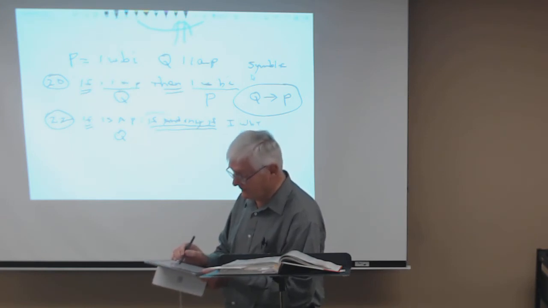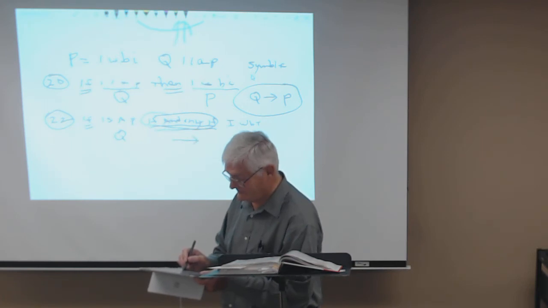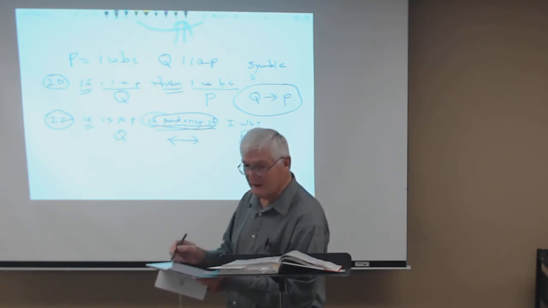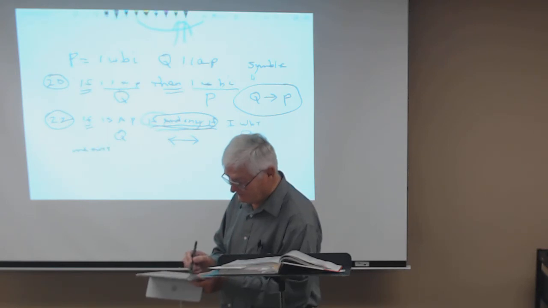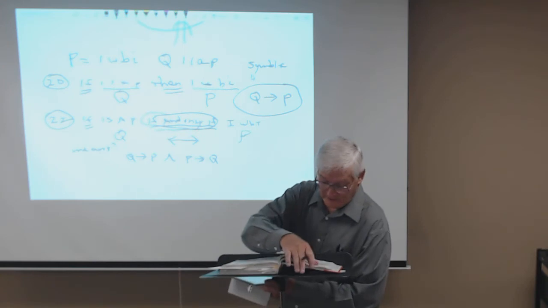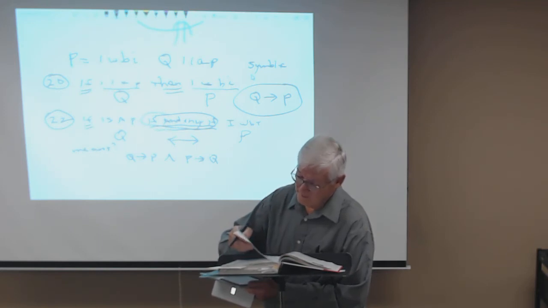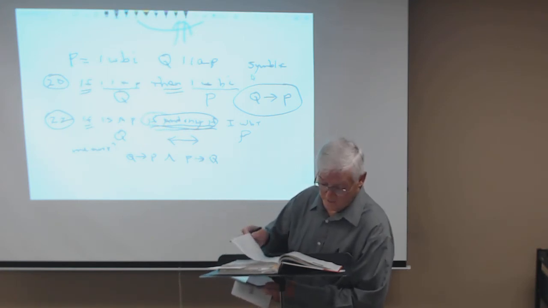You don't have a symbol for if and only if, do you? Well, there it is right there. In other words, this symbol is read Q, if and only if P. And what that means is if Q, then P, and if P, then Q. That's what that means. They should tell you that somewhere back here. Yeah, on pages 130 and 131.